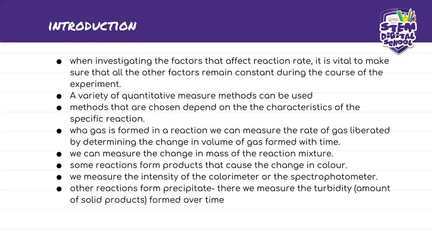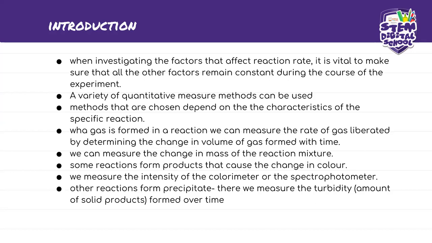Okay, so some reactions form products that cause a change in color. What does this mean? For example, you might have a certain substance X that you're putting into a solution Y. The more you put the substance, maybe it will start changing color. It starts by being a little bit gray, the more you put your substance it starts becoming blue, and eventually it becomes dark blue. So it always depends on your reaction and how much you are using for it to change.